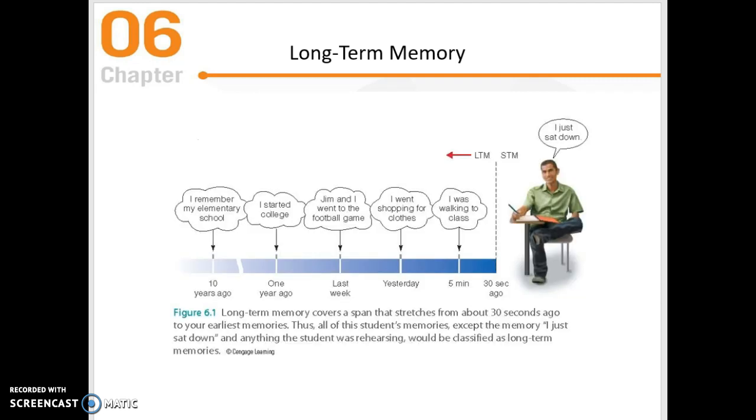In this illustration, you will see how far back one's memory can go. So we have a gentleman here, I believe his name is Tony, I'm not sure. He is sitting in class, but what was happening before that? So he remembers that 5 minutes ago he was walking to class.